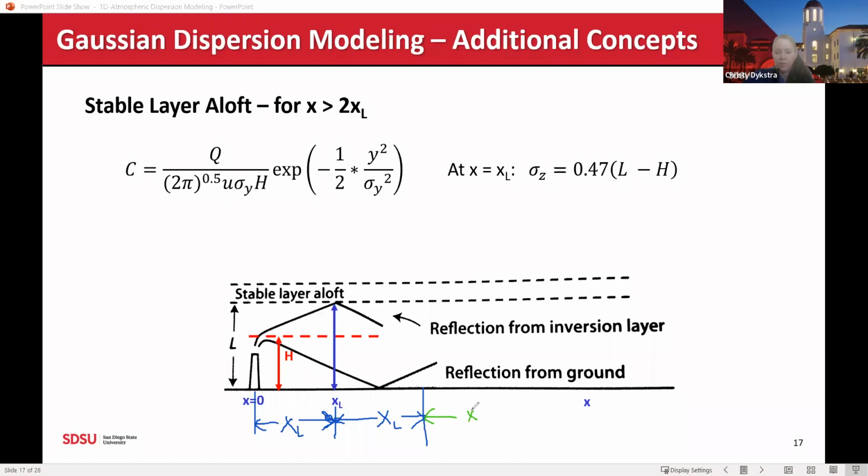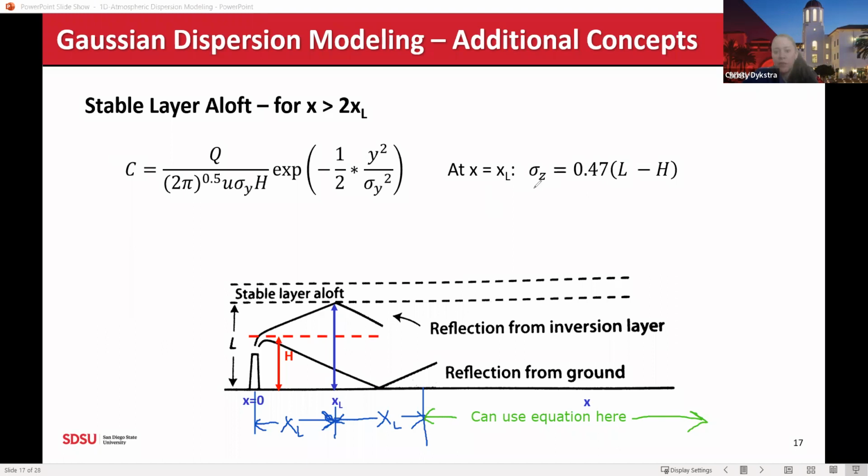Let's just erase this real quick, and I'll put this in text. Put it in black. Can use equation here: anywhere beyond 2XL. So if your x is greater than 2XL, so fairly far from where it hits that stable layer aloft, then you can use this equation right here. It's a little bit simplified.